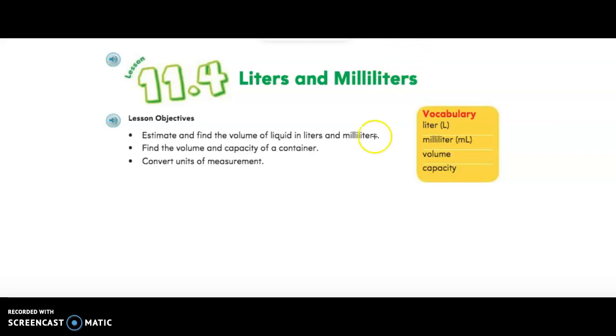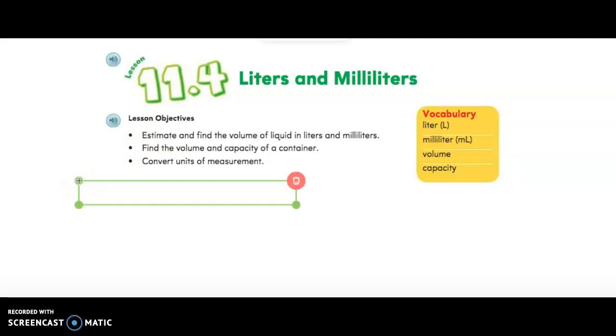So if we take a look at our vocabulary, we have liters, and we show that by a capital L. Then we have milliliters, which we show as a lowercase m and a capital L. Okay, so those are important. Those are different than the ones that we've done so far. They've all been lowercase. So keep that in mind. And then volume and capacity are two important ones that often people get mixed up. So we will spend some time talking about that to make sure we understand the difference.